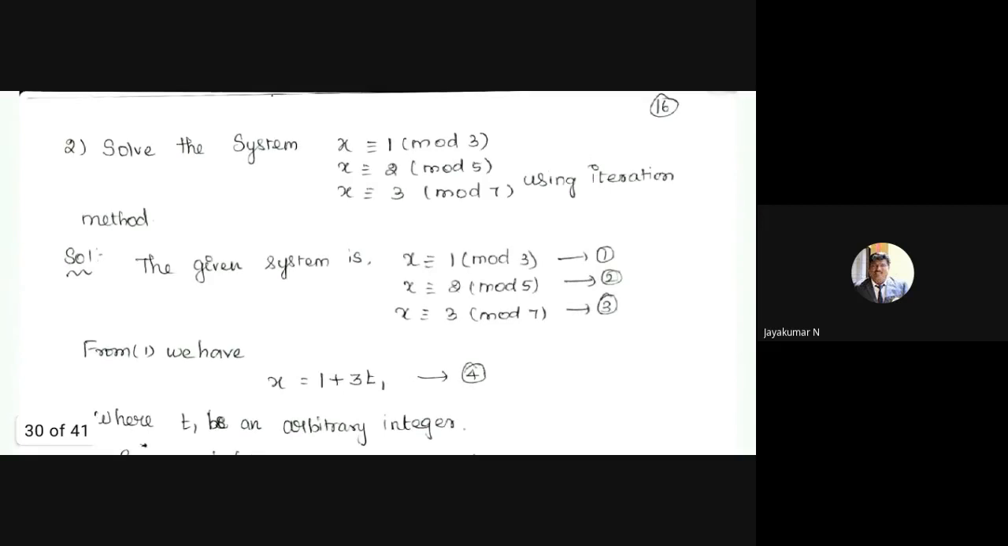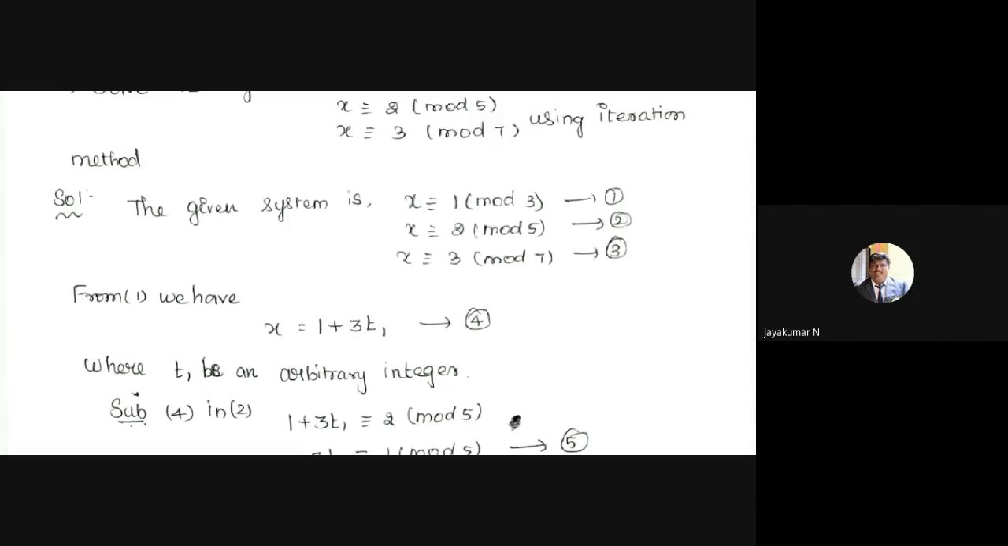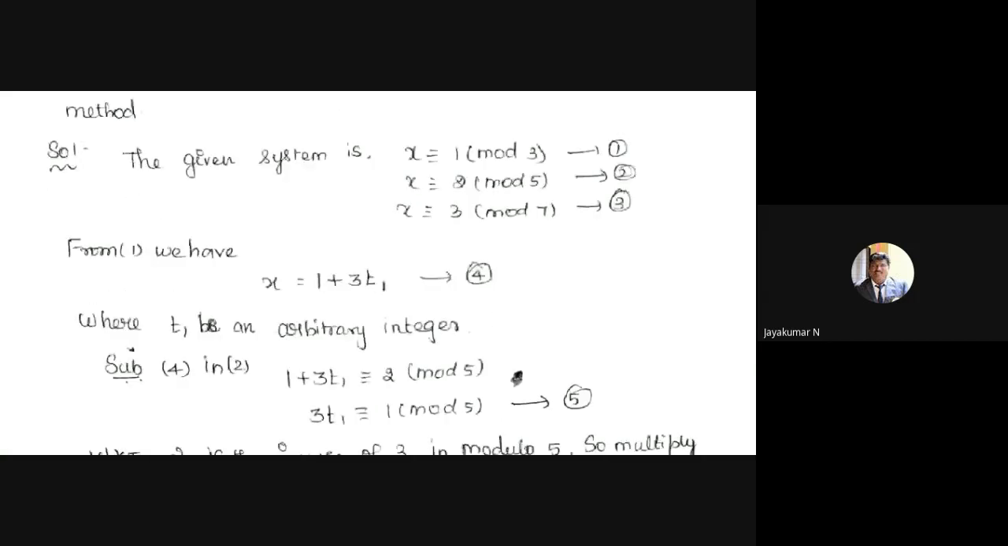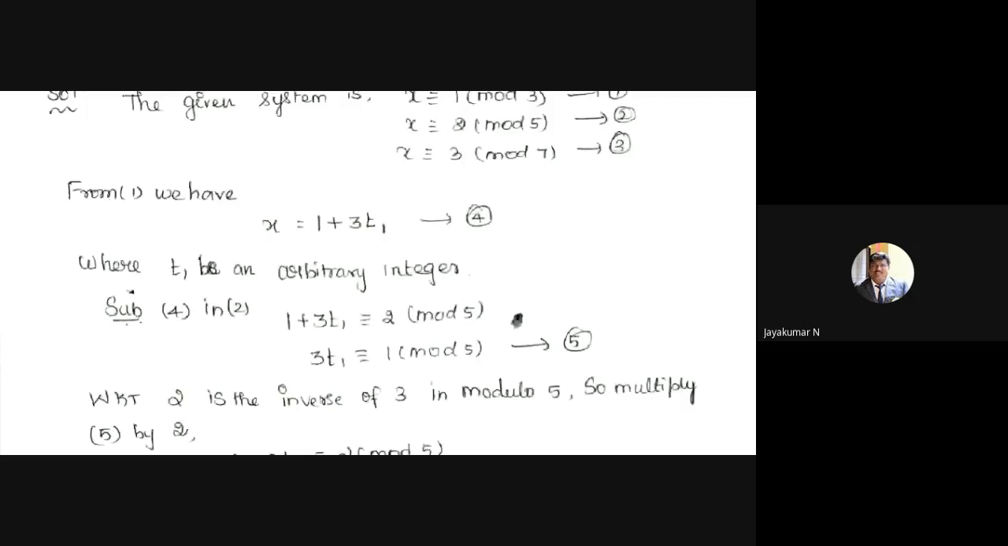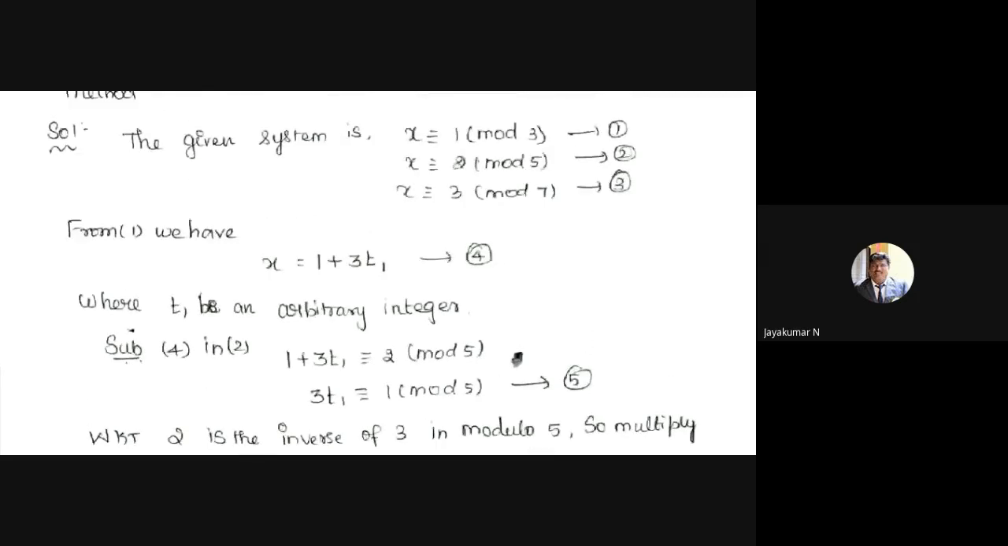Again, I will explain it. The first linear congruence, x congruent to 1 mod 3, can be expressed as x is equal to 1 plus 3t1, which is considered equation 4. Now equation 4 is substituted in equation 2, so 1 plus 3t1 congruent to 2 mod 5. Then 1 goes to the right hand side, and you get 3t1 is congruent to 1 mod 5, which is considered equation number 5. You have found the inverse of 3 under mod 5, that is 2. So now equation 5, throughout multiplying by 2.